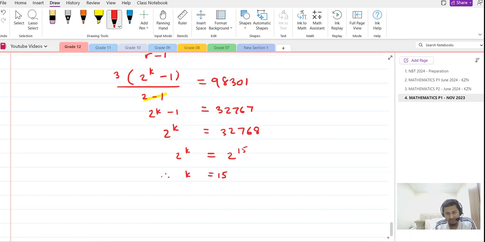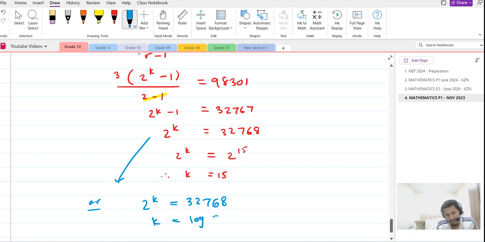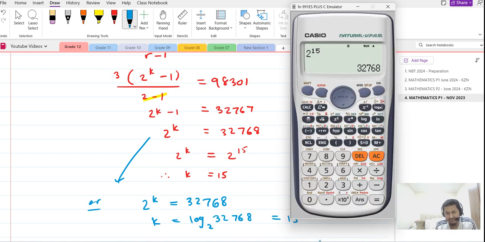Or I can use logs. 2 to the power k equals 32768, so k equals log base 2 of 32768, which gives 15. Let's try it out: log base 2 of 32768. See, I'm getting 15. You can try the third method, which is just putting it into the function on the calculator, and this is being lazy now.